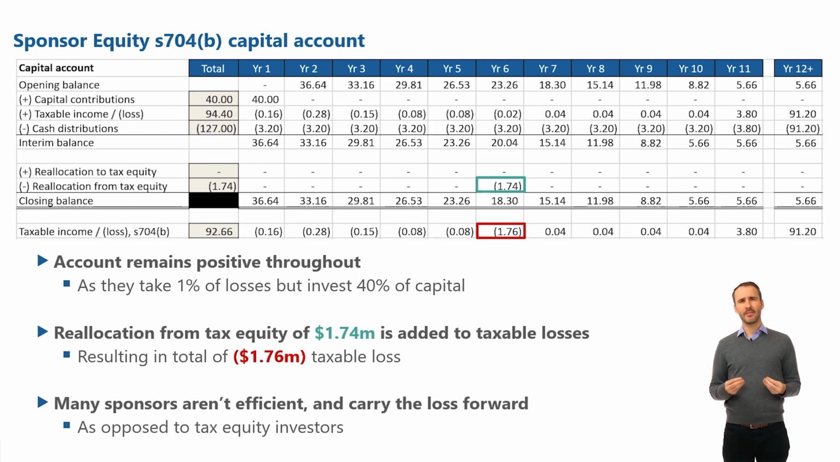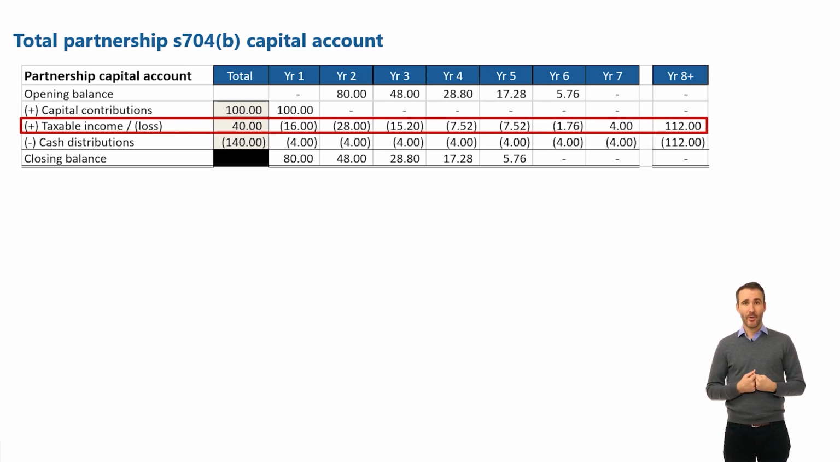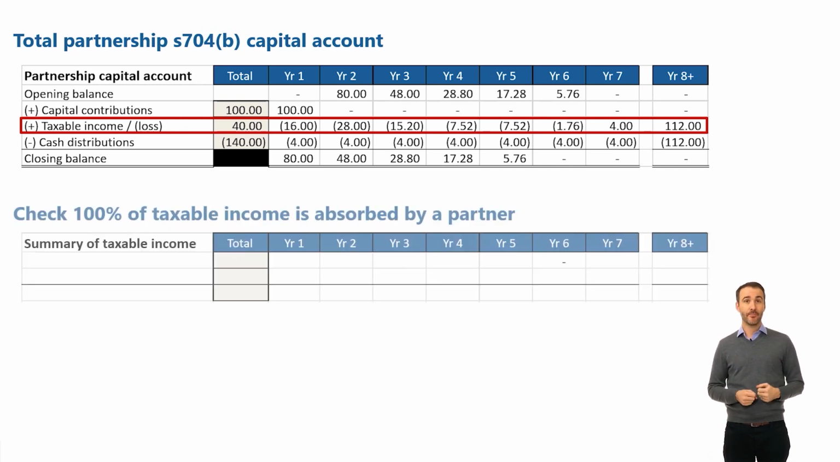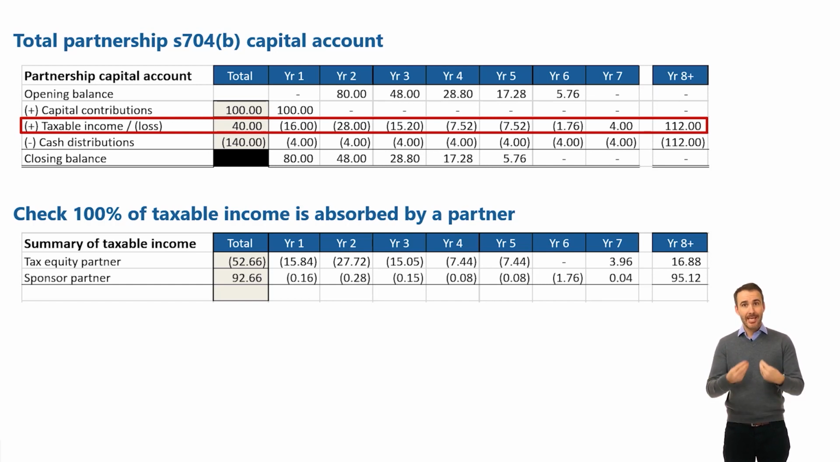And recall that David said 100% of the partnership taxable income each year must be claimed by someone, either the tax equity investor or the sponsor. We need to check this to ensure our capital accounts are correct. The total taxable income for the project is 40 million, shown in the total partnership 704B capital account. Bring in the tax equity partner's taxable income we calculated earlier of negative 52.66 million, and adding that to the 92.66 million of taxable income from the sponsor gives us 40 million.